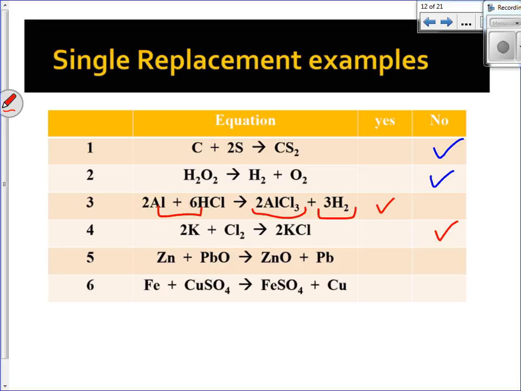How about number 4? No, that's synthesis. Good. Okay. How about number 5? Yes. Who's switching with who in that one?